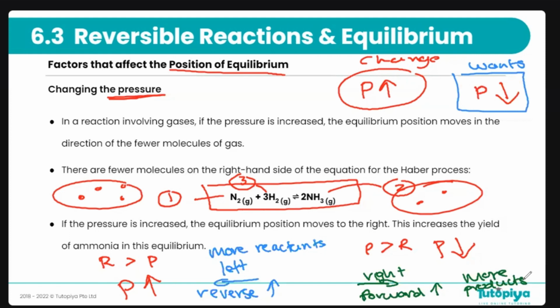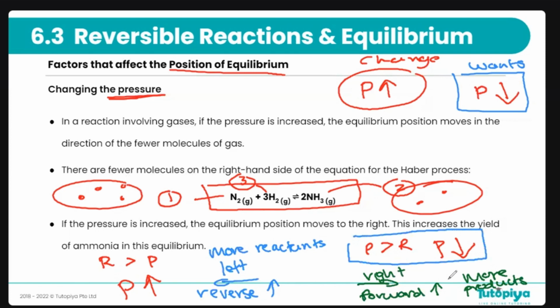Now, what you need to decide is how can the system reduce the pressure? Will it reduce if we increase the number of products or the number of reactants? Just now, we looked at the system and we deduced that when there are more reactants than products, the pressure will increase. When there's more products than reactants, pressure will decrease. So what we really want is to decrease pressure. So to do what we want, we need to increase the products and reduce the reactants.